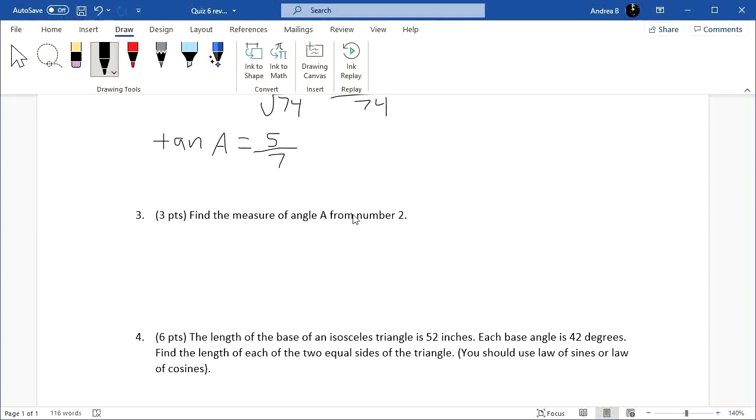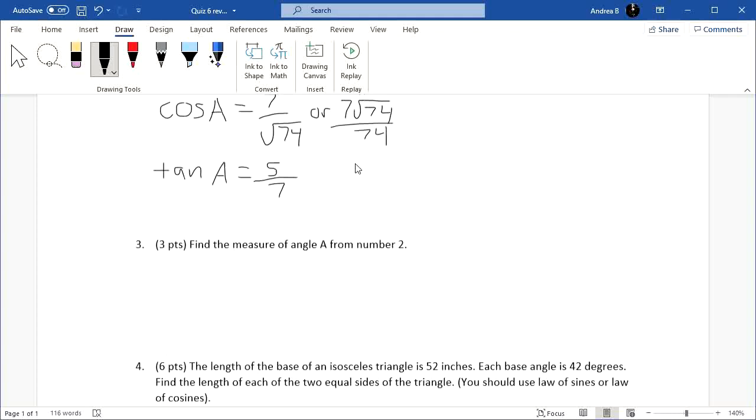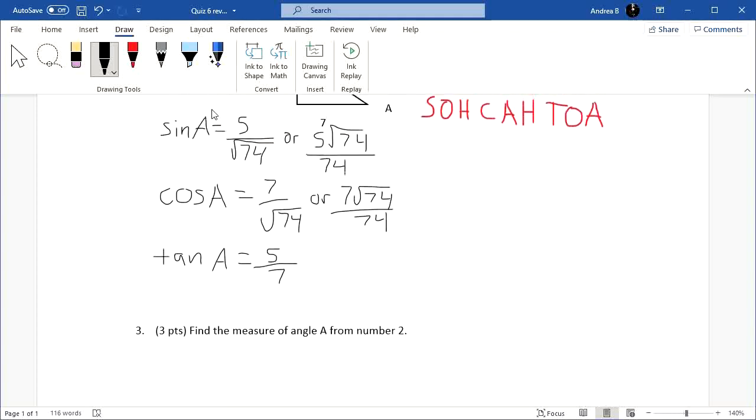And then for the next one, find the measure now of angle A from number 2. So remember, if you're trying to then figure out what the angle measurement is from one of these, you have to do the inverse of that trig function. So in this case, I would choose the tangent one, because that'll be easier to plug into your calculator because we don't have the square roots involved. But you could definitely do inverse sine or cosine as well with whatever we had on the other side of that equation.